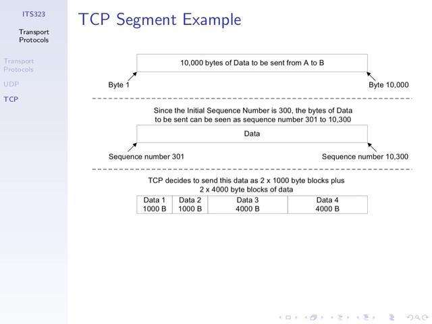In the connection setup, we agree upon initial sequence numbers. For this example, and we're focusing on data going from A to B, let's say A chose the initial sequence number, in this example, of 300. So that was agreed upon in the connection setup phase. B also chose an initial sequence number, but for this example, we're just going to focus on going from A to B. And in this case, A has 10,000 bytes of data to send to B.